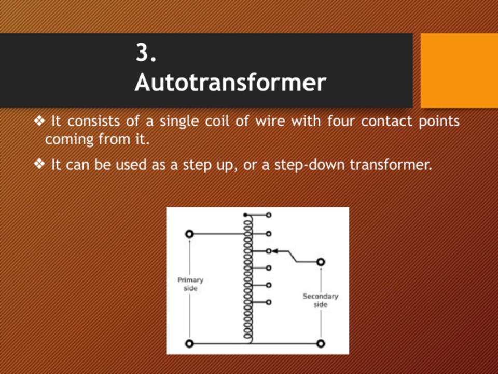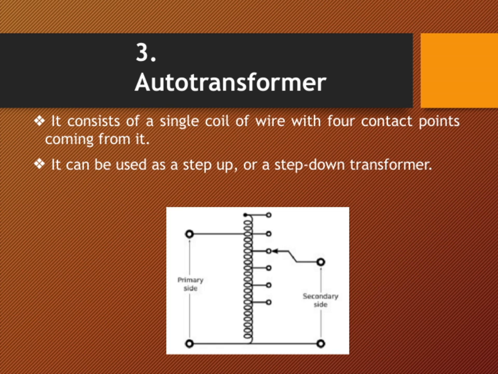The key idea here is that by adjusting the contact points, you can control the voltage transformation. This makes autotransformers useful in various applications where voltage adjustment is needed efficiently. So, understanding this simple yet versatile device helps us see how transformers can be adapted for different practical needs in electrical systems.